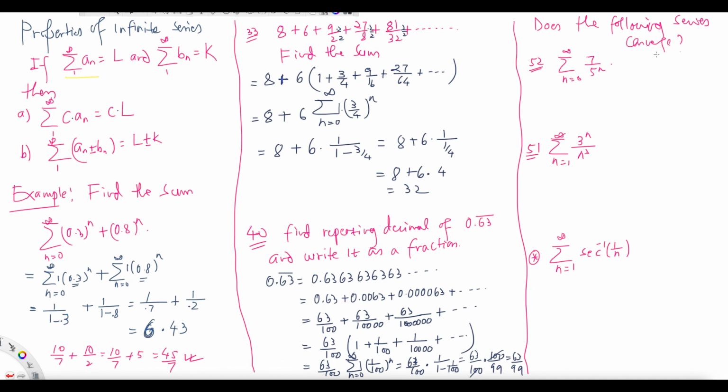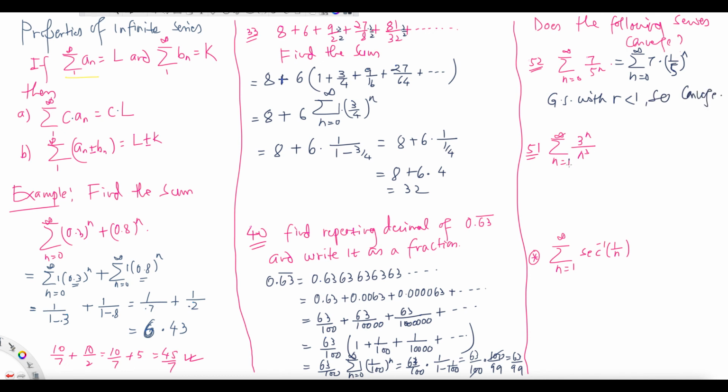Okay, let's see that. For this one, can you write this as the summation n equals 0 to infinity of 7 times 1 over 5 to the n? You can write like that, right? Because 1 to the n is 1. So this is a geometric series with r less than 1. So it converges. This converges.